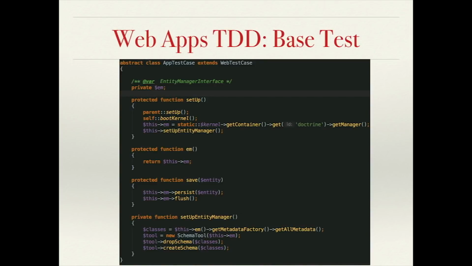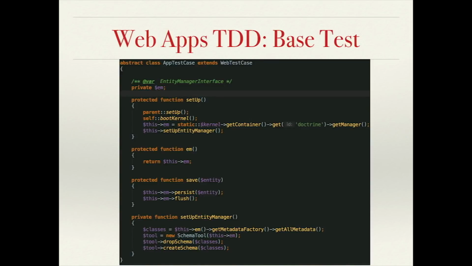So this is my app test case class. All of my unit tests extend from that class. And the first thing I do is I get the ORM. At the top line, I get the ORM, and so then I can pass it to my repositories. And then at the bottom is setup entity manager. This is what kills the schema and rebuilds it for every single test.